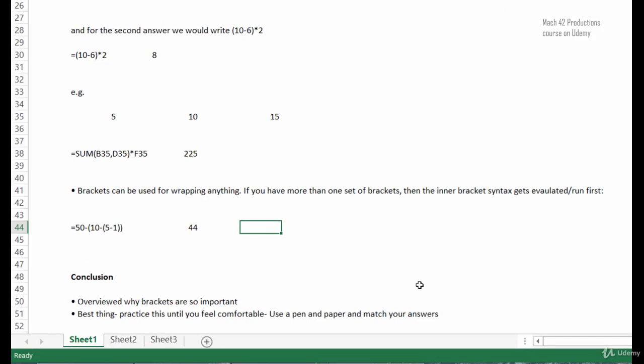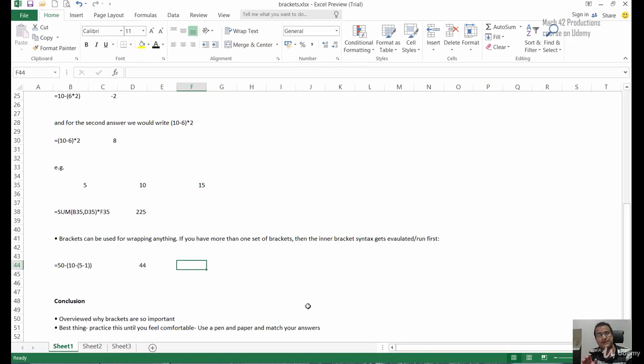Okay, so just to conclude this lecture, I have overviewed why brackets are so important when you're writing Microsoft Excel formulas. Now, the best way to grasp this concept is to basically practice. Practice, practice, practice until you feel comfortable that you can use the brackets in your own calculations. And another way I recommend also is to use pen and paper. Write down a calculation on paper and see if you can match it in Excel.